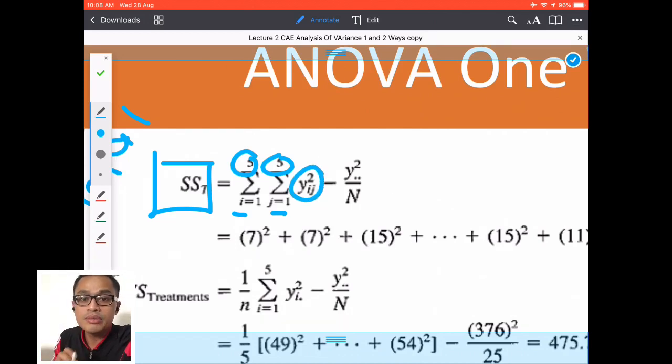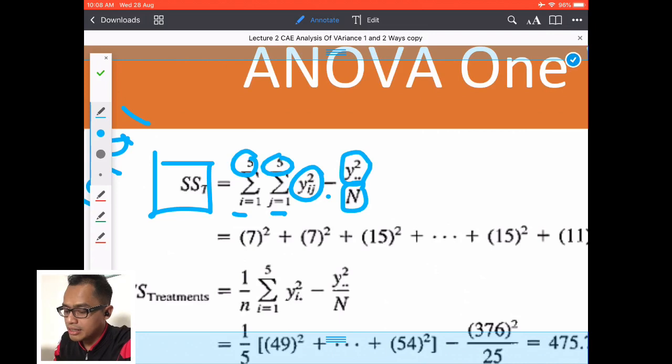Y again is the observation. Therefore, y observation from I and j, all of them, you have to square them. Minus y grand total, the one that you have summed just now, you have to square them. And the whole total runs, which is 25.